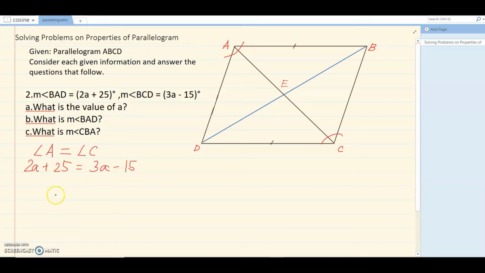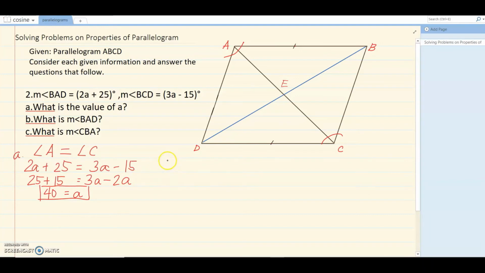So we're going to do some algebra here by transposing negative 15 first on the left side. So we have 25, negative 15 becomes positive 15. And then on the right side you have 3A, you just transpose 2A, and that becomes negative 2A. So 25 plus 15 is 40. 3A minus 2A is A. So the value of A is 40. Okay, so that is for letter A.